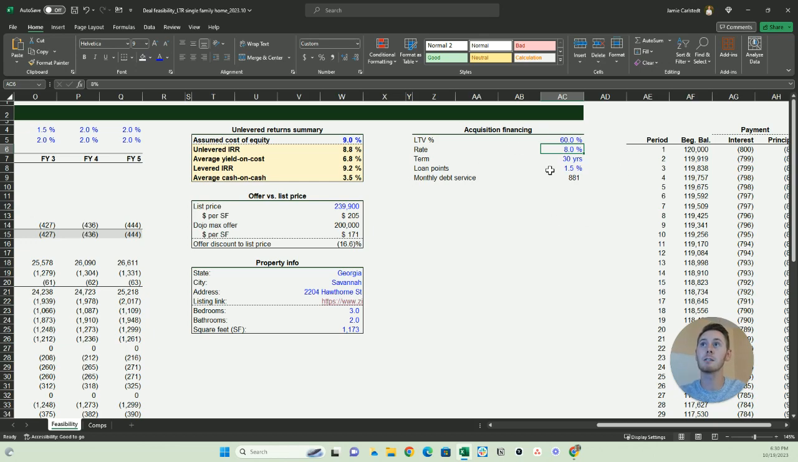So in a high interest rate environment, you want to be careful with how much debt you're loading on a property because it increases the total deal risk, even though that risk isn't quantified in the model. So always keep that in mind.